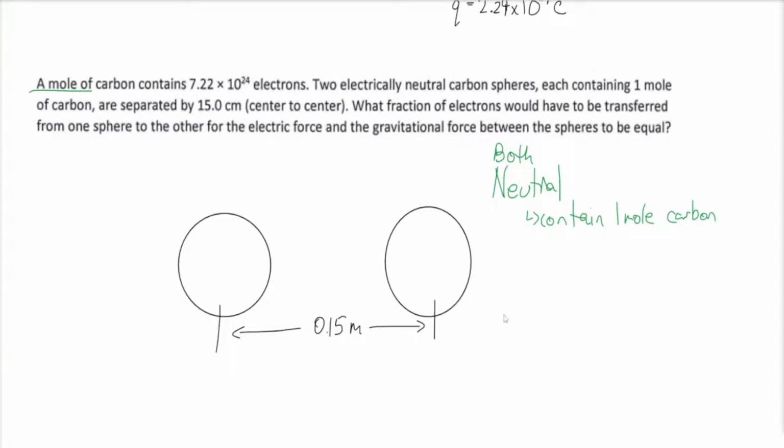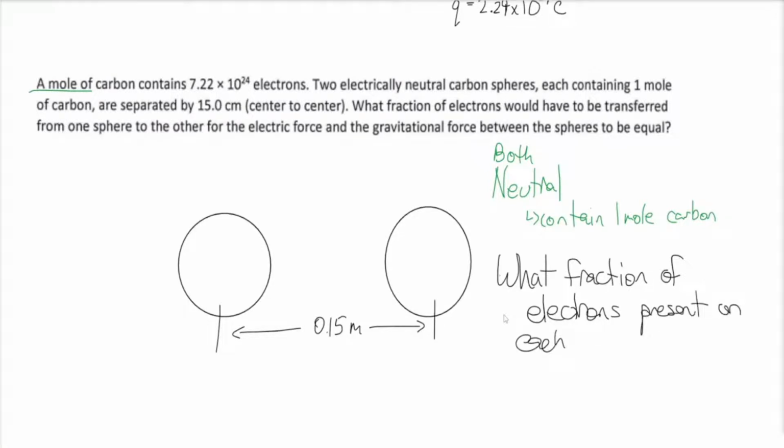So we know how many electrons are in each, right? Can I ask you this? What do they ask for? What will our answer be? Okay. For FQ to equal FG. Yeah? Well, ooh, okay.